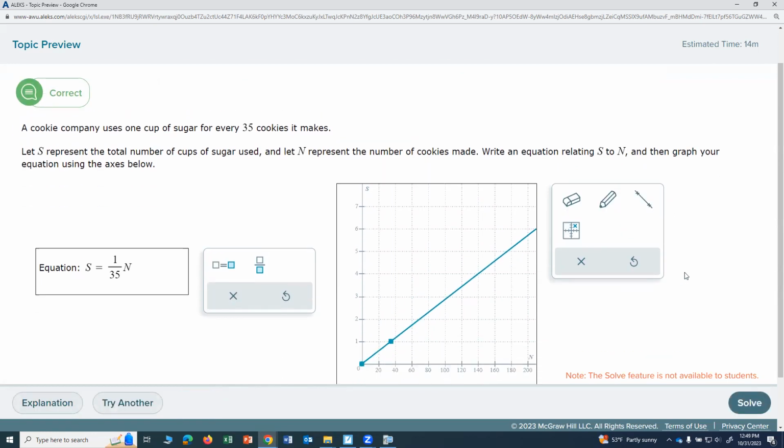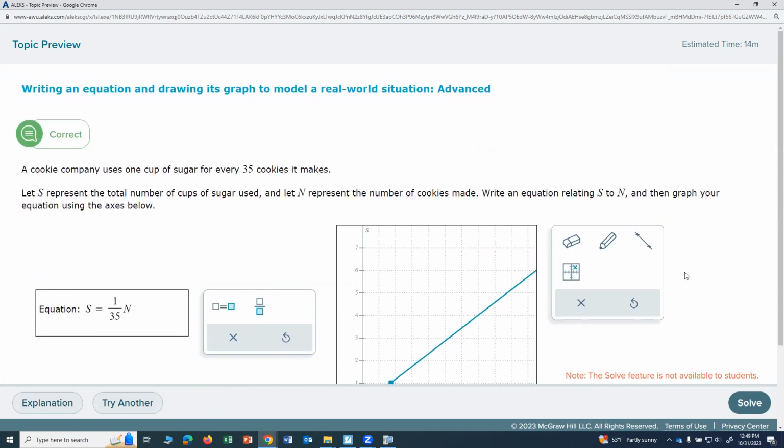So those were a few examples of getting your equation in the form y equals mx plus b and graphing.